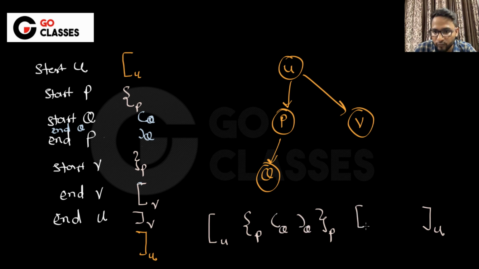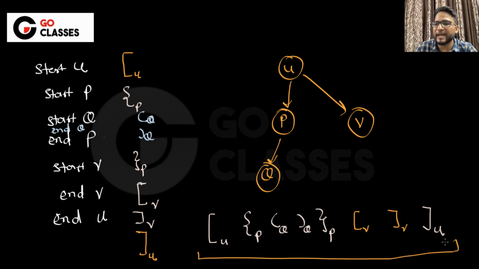This is start of v, let me use some other color probably. This is start of v, this is end of p. So this is how I am saying that, see, this complete thing is a balanced pair of parentheses. You can easily verify it. This is very easily verifiable that it is a balanced pair of parentheses.